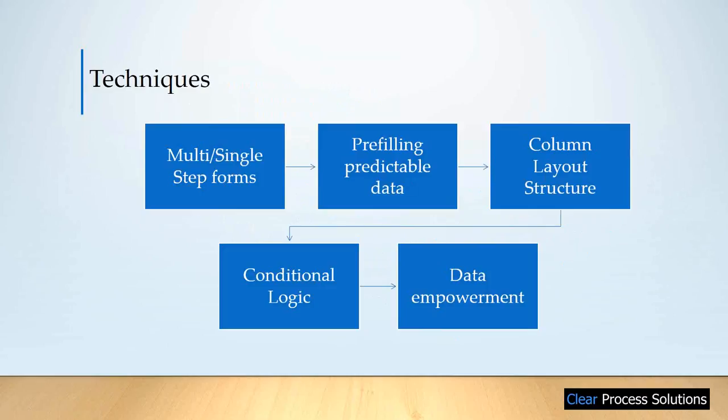So the techniques, topics, or insights that I'm going to present with you today: the first one is going to be multi or single step forms. This is essentially either splitting up the form into parts or just having one single form layout. The next one is going to be pre-filling predictable data. That's pretty self-explanatory. We want to ensure that we're filling out as much of the form as possible before the user even starts to work. Our third topic is a column layout structure.